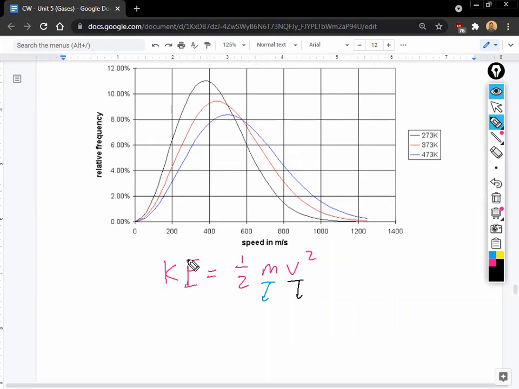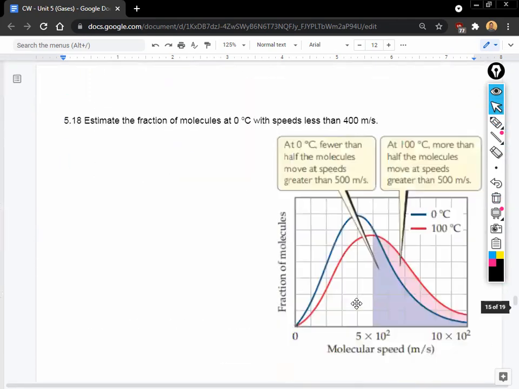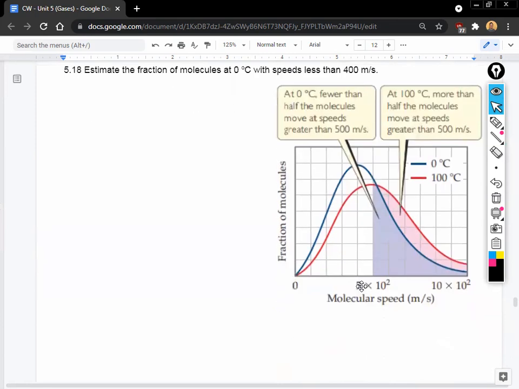Anyway, kinetic energy, the amount of energy something moving has, depends on the mass and the velocity. That's basically what you need to know, okay? All right, and then let's try out this problem.